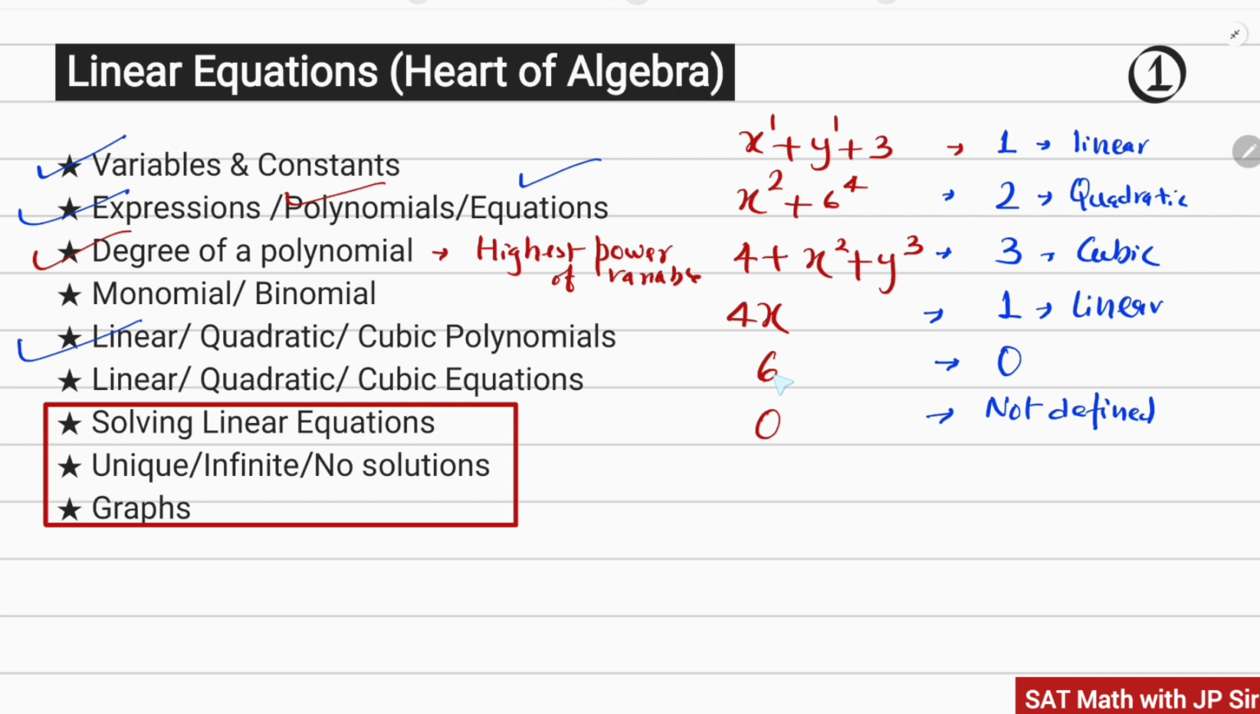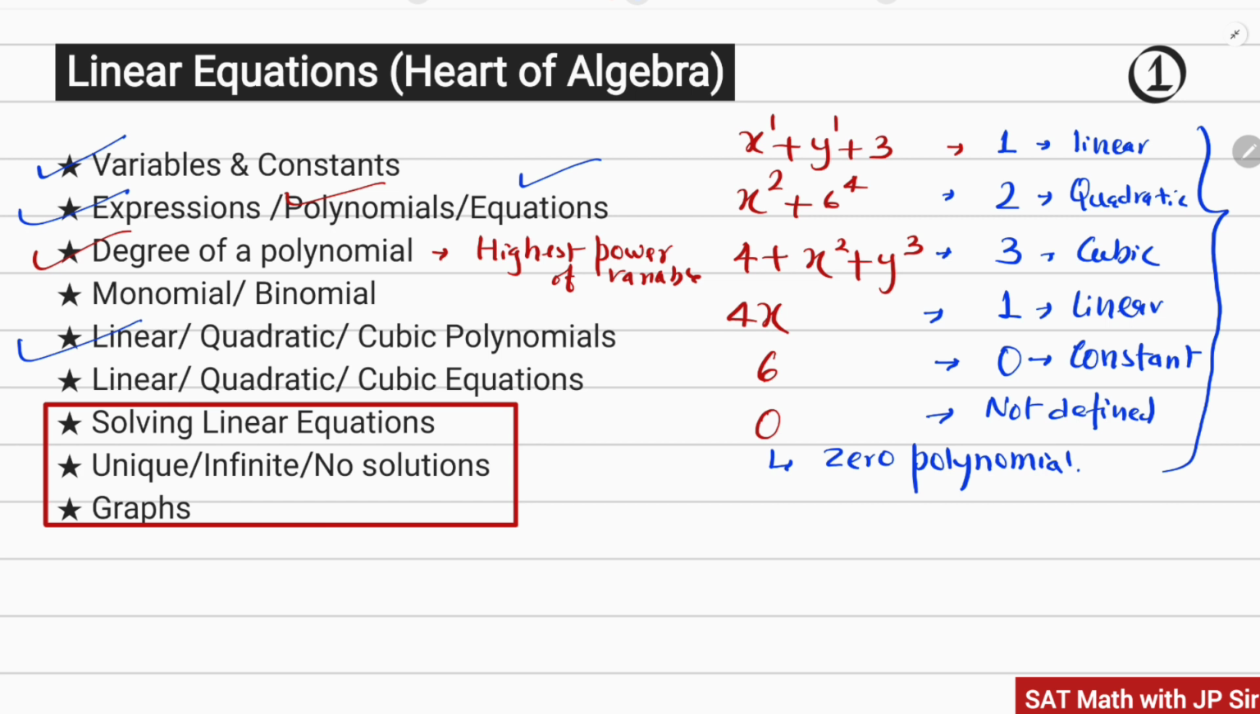What about this? Whenever degree is 0, such polynomials are called constant polynomials. And when we have degree not defined, such polynomials are called zero polynomials. Zero polynomial. Okay, so these are various types of polynomials.